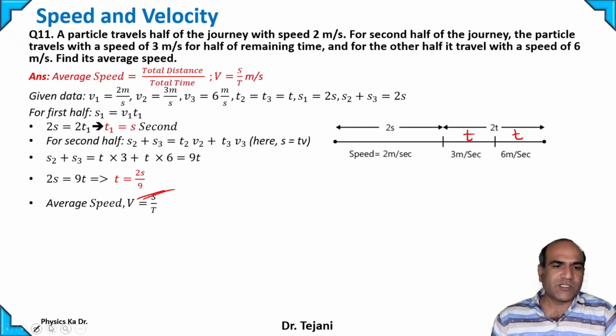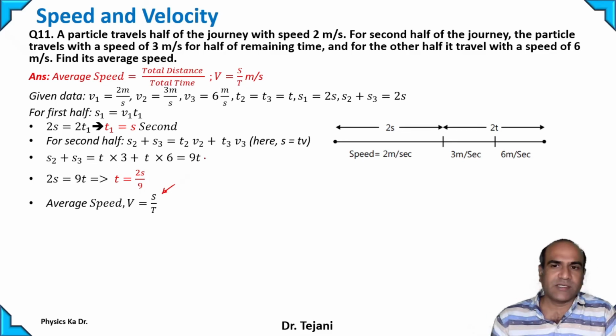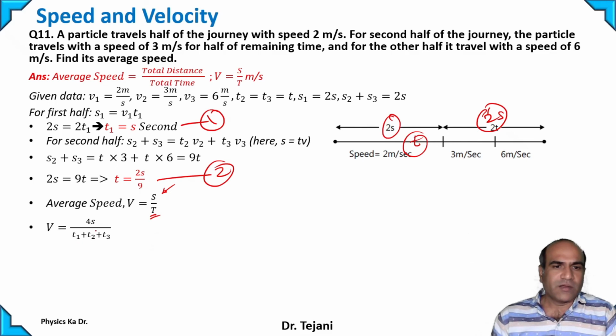Now we know that average speed is equal to S by T. S is the total distance. Total distance we have 2S plus 2S, that is 4S. Time is what is required here. We already have this equation number 1 and this is equation number 2. So T is S equal to 4S over T1 plus T2 plus T3.